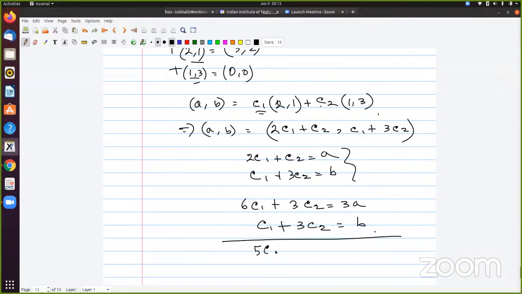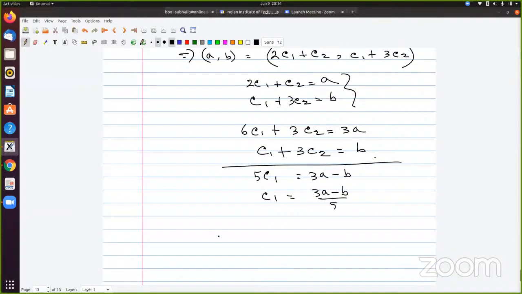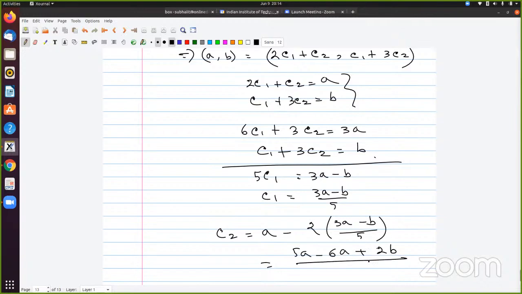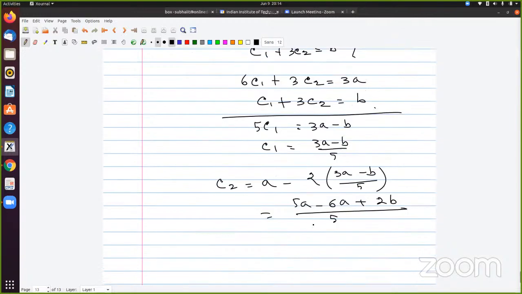Right, so this is 5C1 equal to 3A minus B, right? So C1 equal to (3A minus B) by 5, correct? And what is C2? A minus 2C1, which gives (2B minus A) by 5.